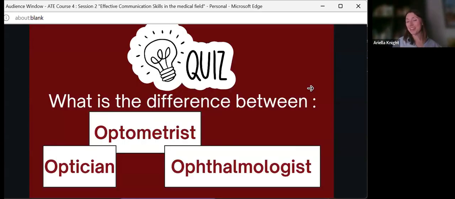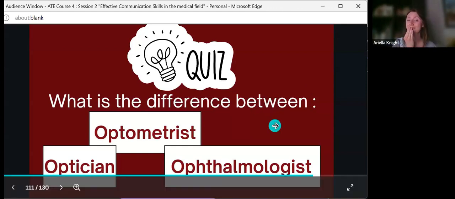I want to see if anyone here knows the difference between these three different types of eye doctors: optician, optometrist, ophthalmologist. Do we have any specialists in the room with us tonight? Any eye doctor specialists? I'm going to give you a few minutes.